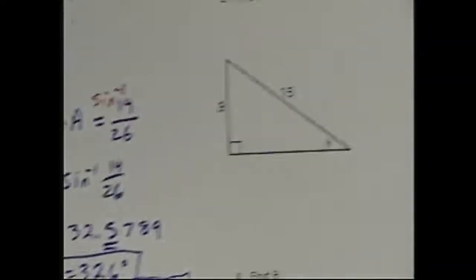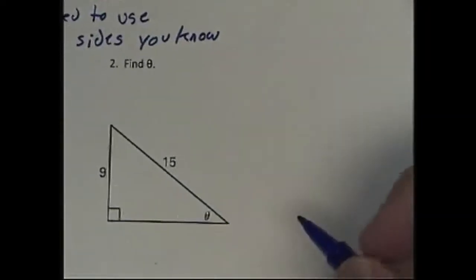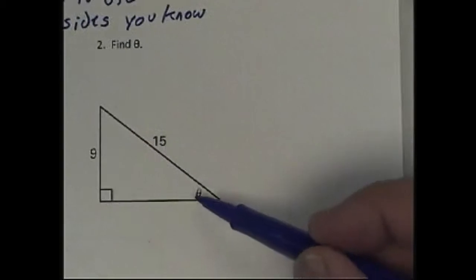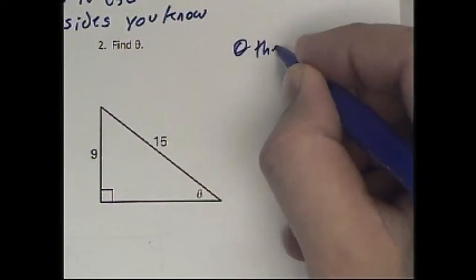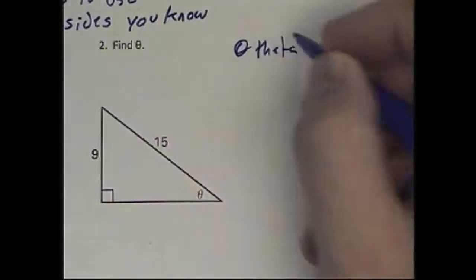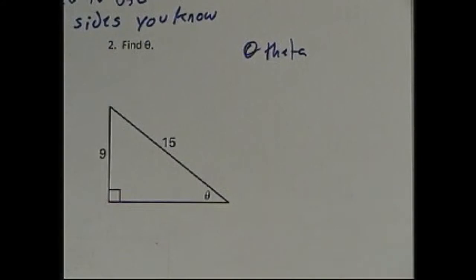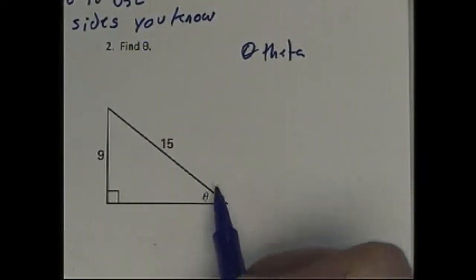All right, on to number two. This time we are trying to find this little zero with a line through it, which is actually a Greek letter, theta. Right? Theta. And we use that in geometry. We use it to identify an unknown angle. Just like we use x a lot of times for a measure, we are using theta to get an angle measure.